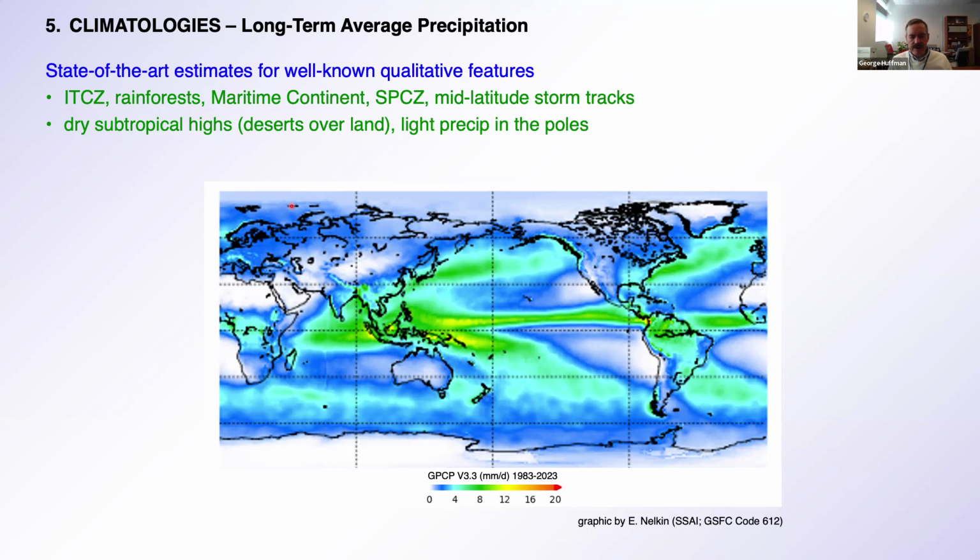So the general layout, if you know your basic meteorology, you see the ITCZ, you see the South Pacific convergence zone, the mid-latitude storm tracks, northern and southern hemisphere, and then dry subtropical highs. Over land, they're deserts. Over the ocean, it's ocean desert. And then there's very light precipitation at the poles, which we don't do a real good job at.